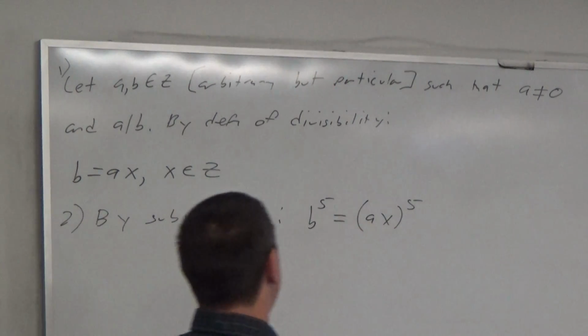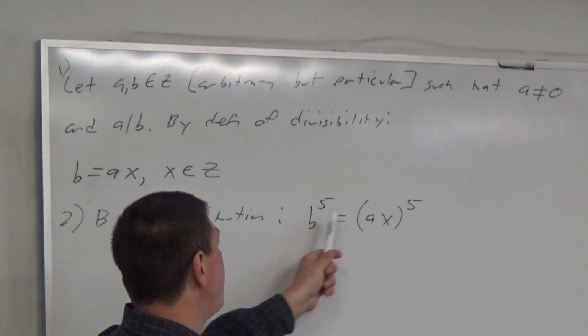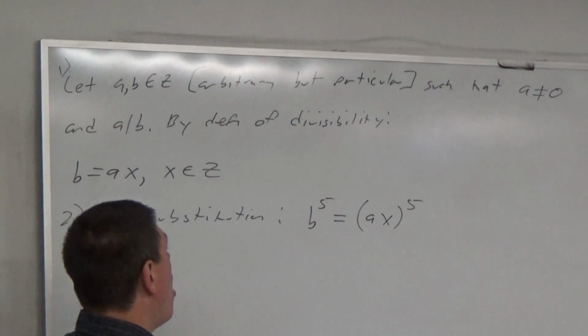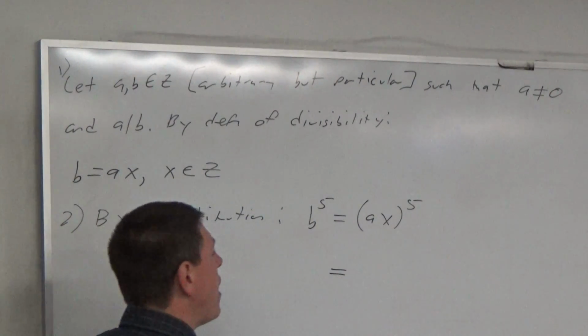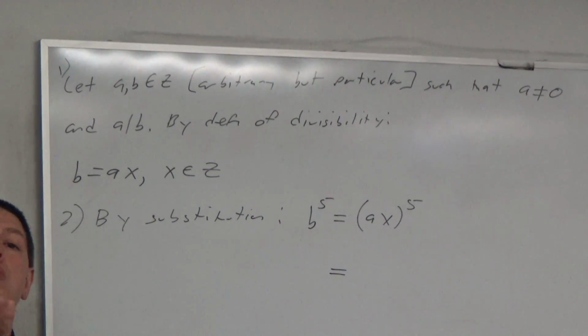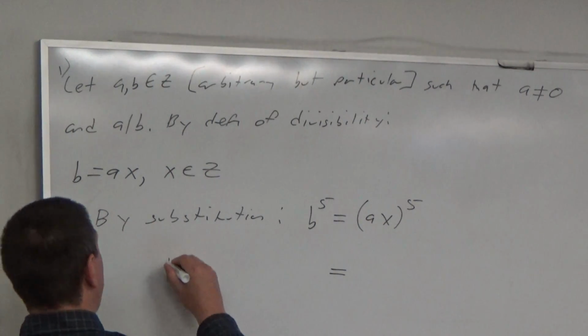What I did was I substituted into b to the fifth. So b to the fifth equals (ax) to the fifth. Okay. Somebody tell me, what's the next thing that they did to be able to show this proof? By multiplication? Yeah, we just used the power of a product rule. We could just say by multiplication. Sure, multiplication's nice.